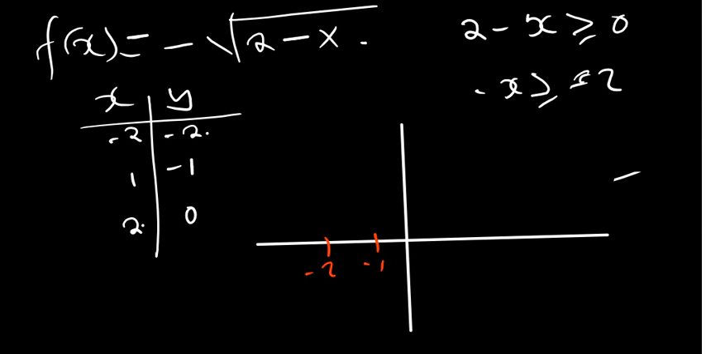What is negative 2 comma negative 2? Negative 2 comma negative 2 is here. Negative 1 comma negative 1. 1 comma negative 1 is here. 2 comma 0 is here. The graph starts from here, it goes there. So this is our graph. It will open like this. Initially, if we didn't have a negative, the graph was supposed to go like this. But since we have got a negative, this is the graph.